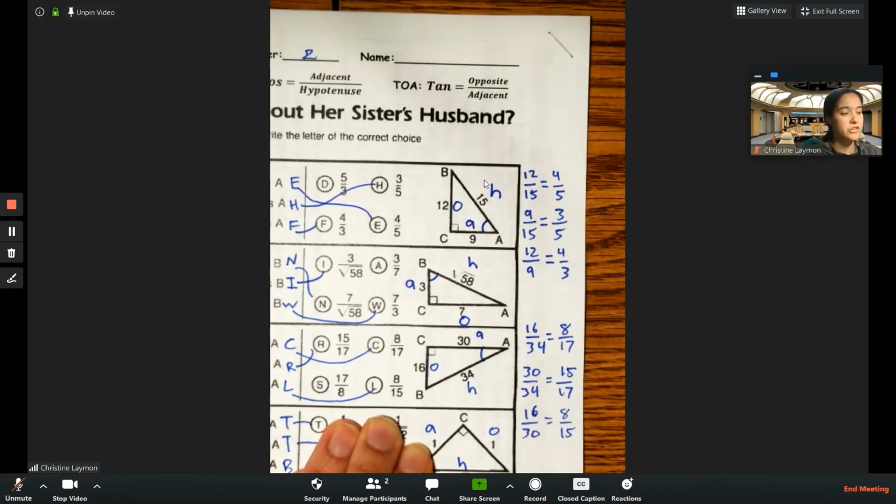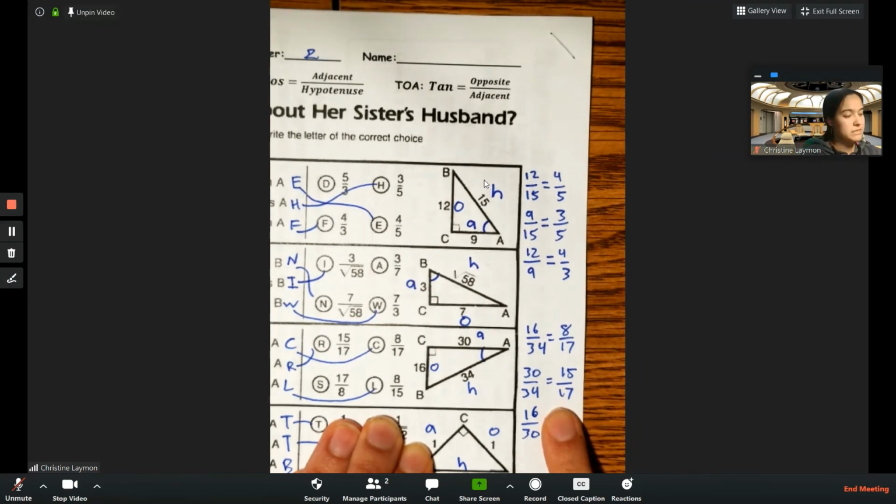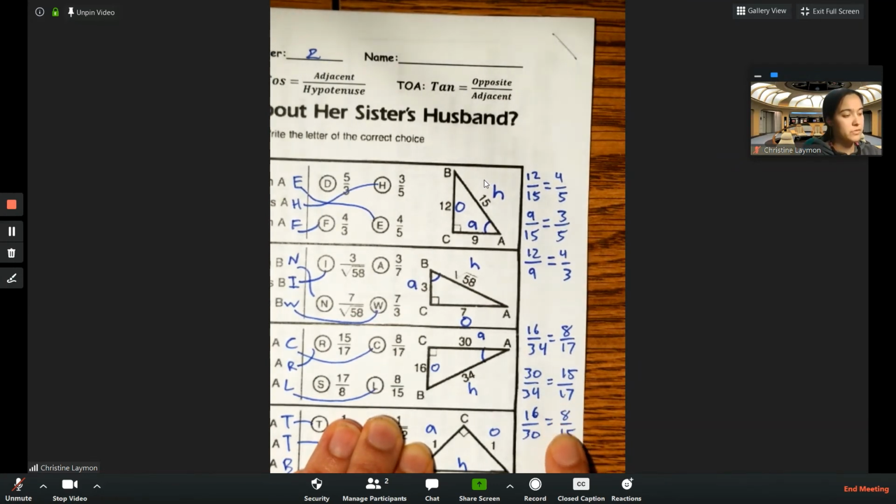Now do tangent. Opposite over adjacent, 16 over 30. Same deal, divide top and bottom by 2. 16 divided by 2 is 8. 30 divided by 2 is 15.